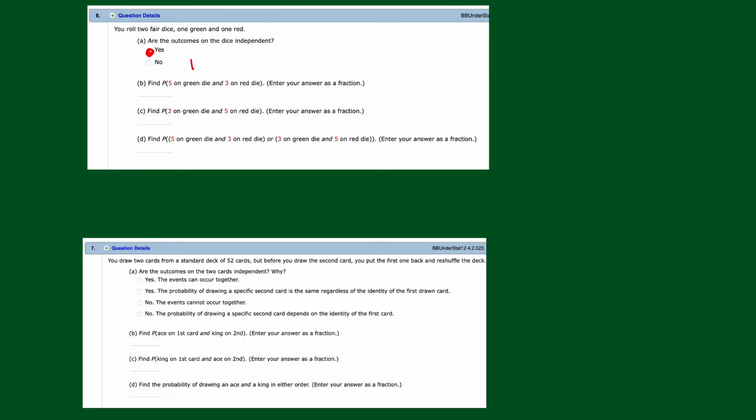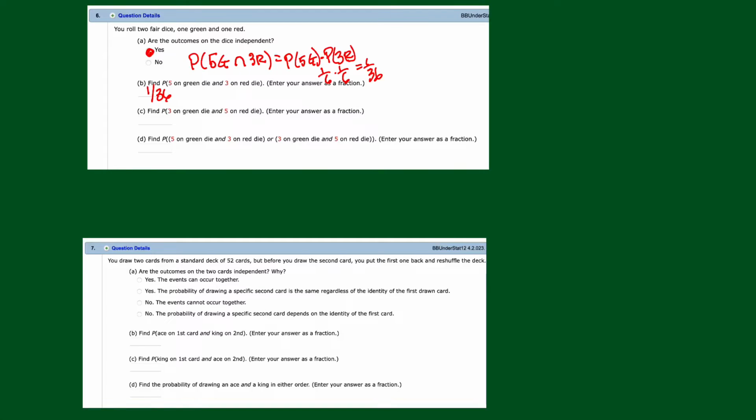So what I want is the probability of a 5 on the green, and I'm going to use this symbol for "and", an intersection sign, 5 on the green and a 3 on the red. They are independent, so I can just multiply them together. Probability of a 5 on the green times the probability of a 3 on the red. So 5 on the green would be 1/6, 3 on the red is 1/6. So I'm going to claim this is 1/36. They are asking us to enter your answer as a fraction, so I'm going to enter this one as 1/36.